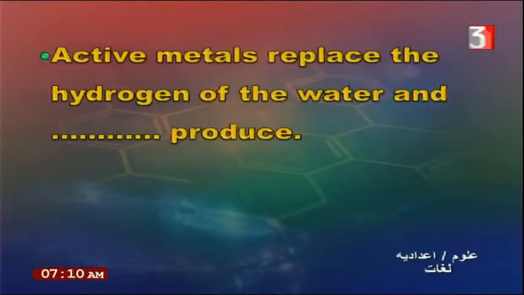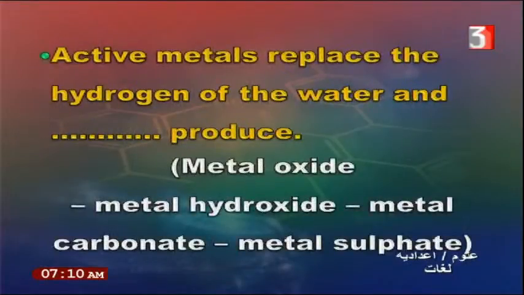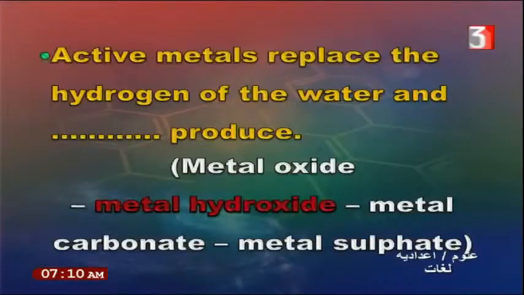Active metals replace the hydrogen of water and produce metal oxide, metal hydroxide, metal carbonate, or metal sulfate. Again, active metals replace the hydrogen of water and produce metal hydroxide. For example, if we put sodium in water, sodium will replace hydrogen in water and give sodium hydroxide.